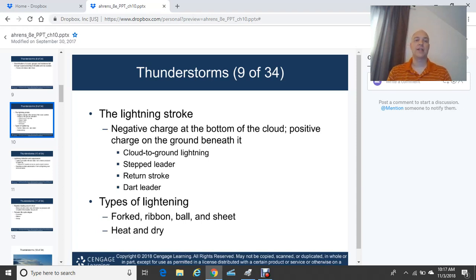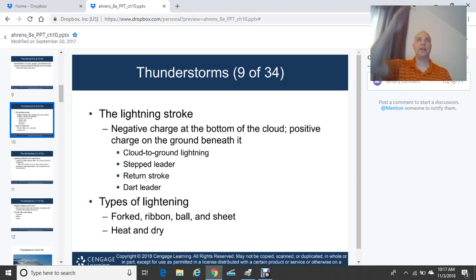All right, stepped leader being objects on the ground have a positive charge beneath the thunderstorm cloud. There's a negative charge in the lower part of the thunderstorm cloud. So the actual stepped leader occurs from the ground as the electrical current works its way up towards the base of the thunderstorm from positive to negative charge. It creates a stepped leader effect.